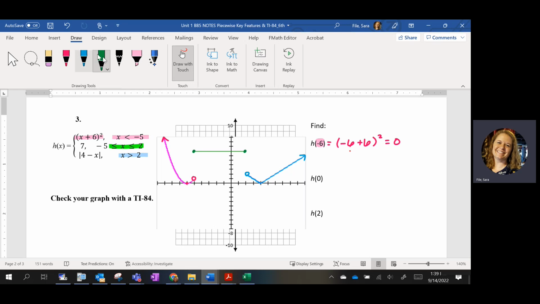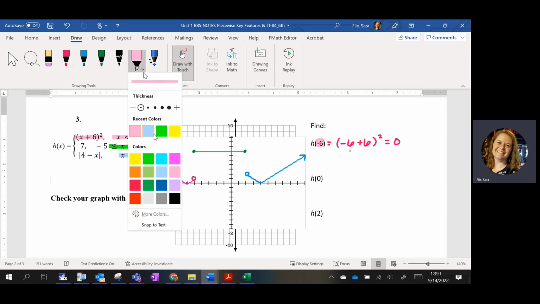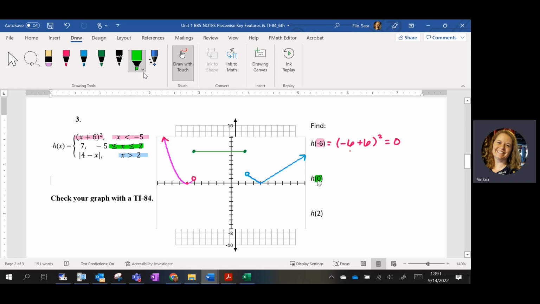H of 0, where does 0 fall? Which domain? Yes, it's in between -5 and 2. So this one falls in the green domain. This one's really easy to use the graph on, because where is the function when x is 0? It's up here at 7. And you get 7 using the equation also.